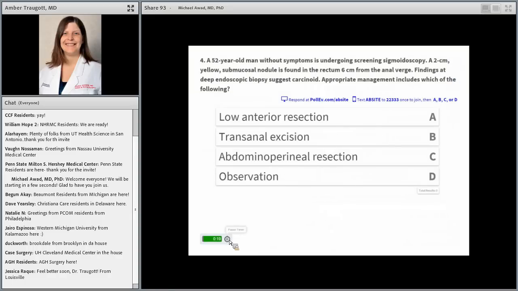Number 4. A 52-year-old man without symptoms is undergoing screening sigmoidoscopy. A 2-centimeter yellow submucosal nodule is found in the rectum 6 centimeters from the anal verge. Findings at deep endoscopic biopsy suggest carcinoid. Appropriate management includes which of the following? LAR, transanal excision, APR, or observation.